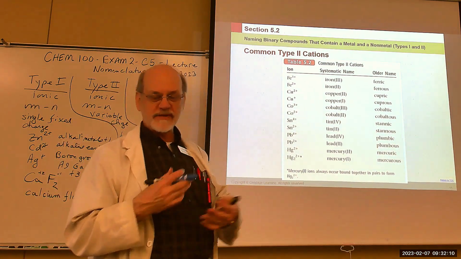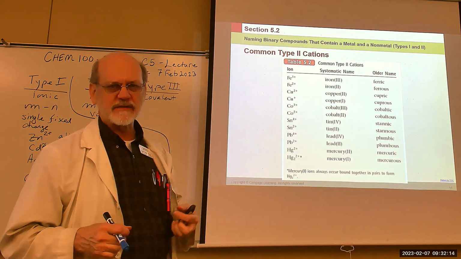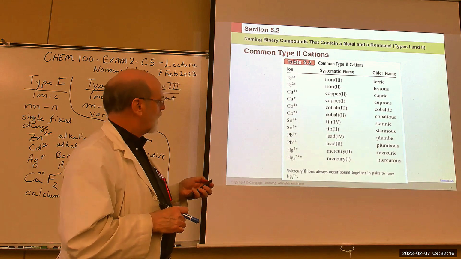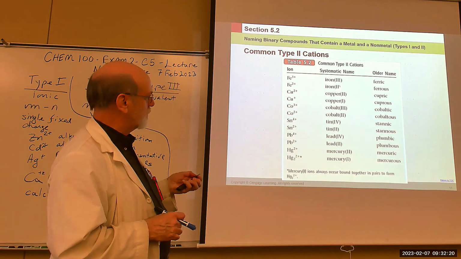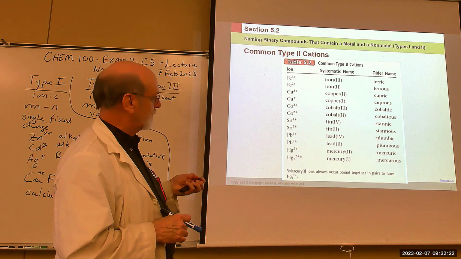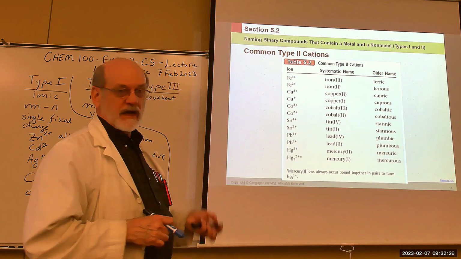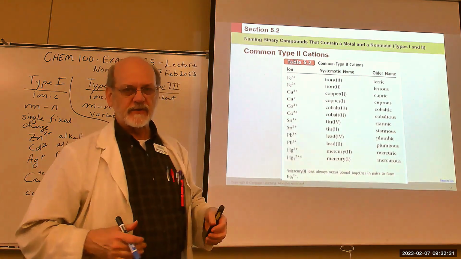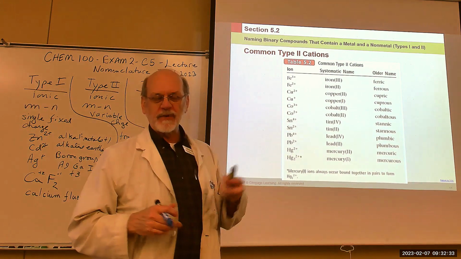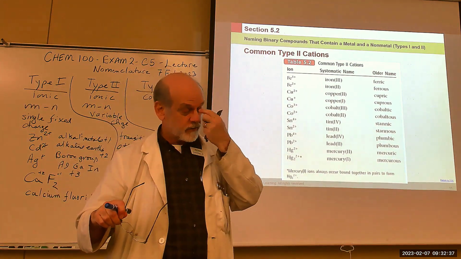So the newer naming system that was adopted back in I think it was the 70s sometime, went this route, where you simply say, what is the charge on the metal? And then we leave these behind. You may still see those occasionally on old bottles of chemicals or in the popular literature or even on some items that you buy at the grocery store.